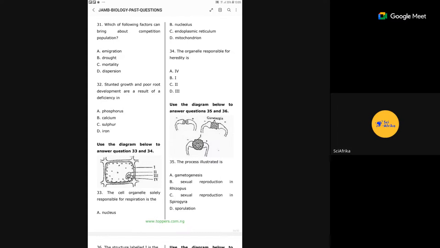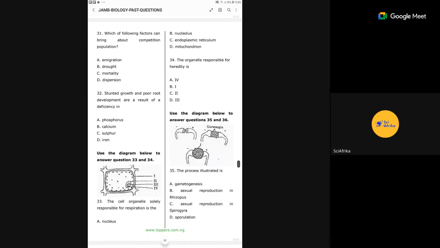So let's look at this diagram again. Which of them points at the nucleus? We have I, II, III and IV. So which one is the answer? Based on what I'm seeing here, the answer to the question is option II. And that is the nucleus of the cell.